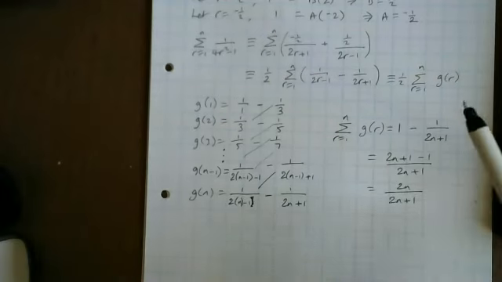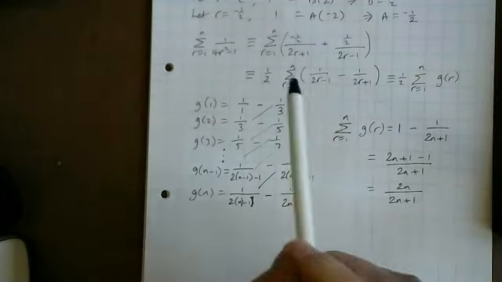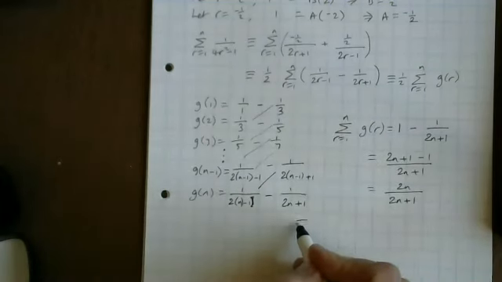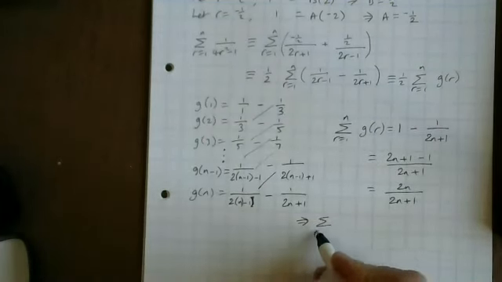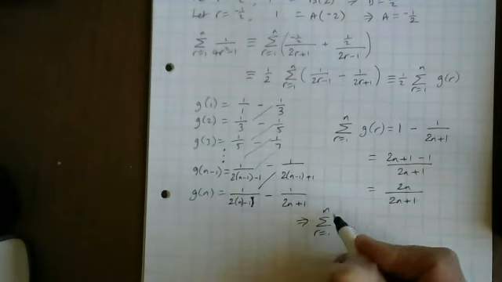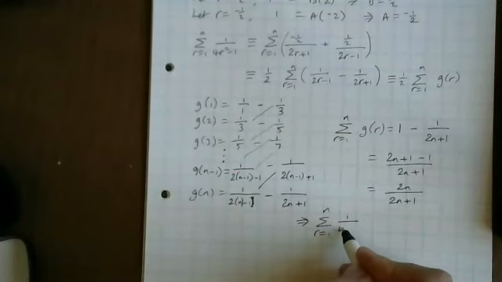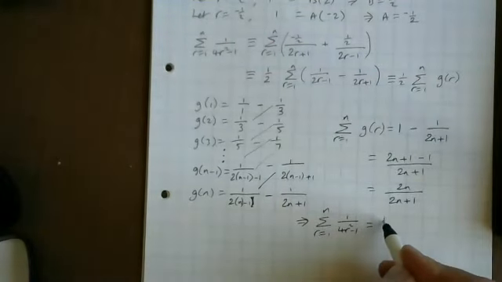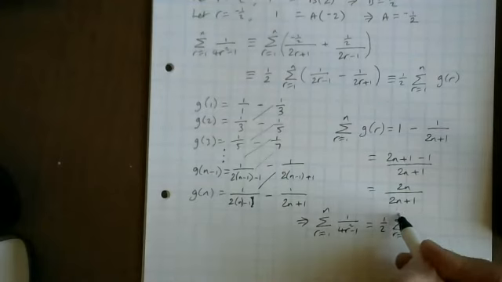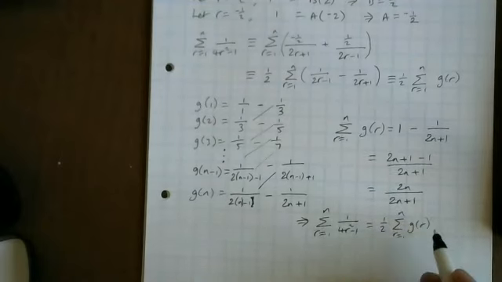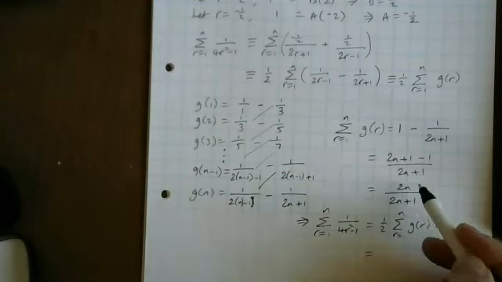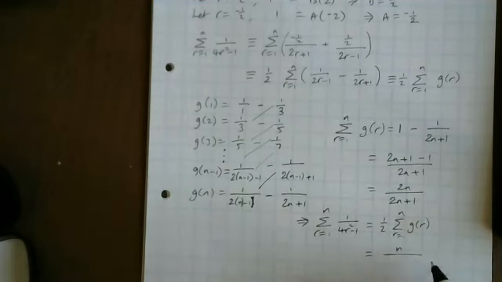And we'll go back up here and see that we actually wanted the sum from r equals 1 to n of 1 over 4r squared minus 1, which is a half times the sum from r equals 1 to n of g of r, which equals a half of that, n over 2n plus 1.